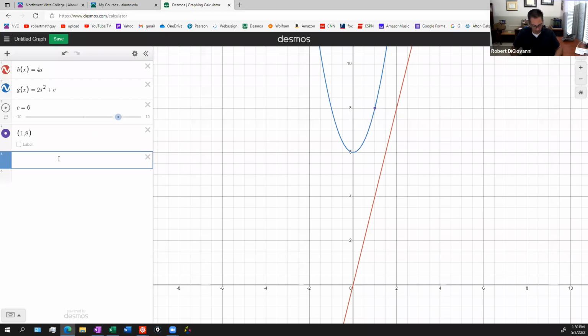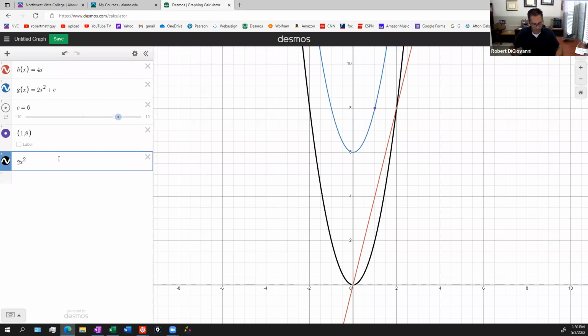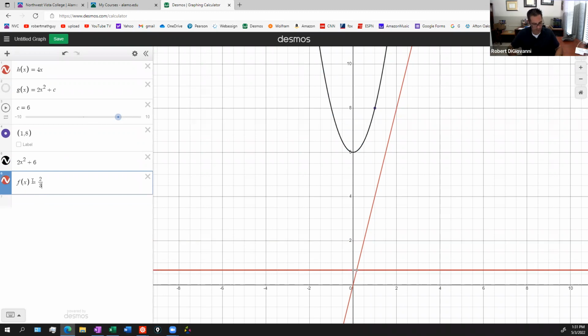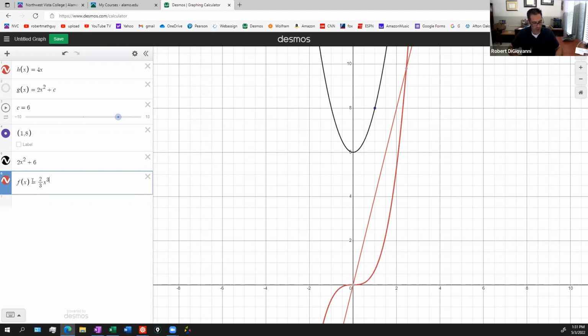So let me graph that. That's 2x squared plus 6. Okay, so there it is, right? We got that one. That's f prime. Now we got to go back to f. So when we went back to f, we took the antiderivative again, and we said that that turned out to be 2/3 x cubed plus 6x plus some c.